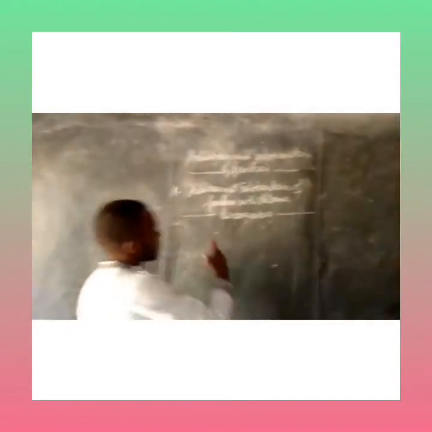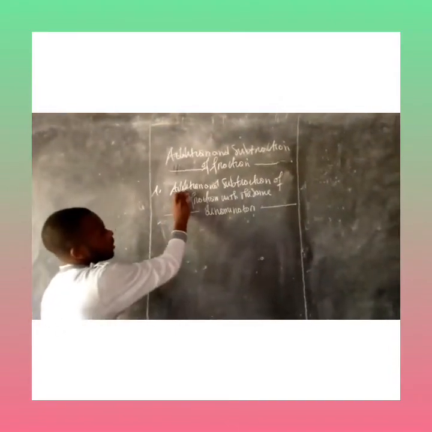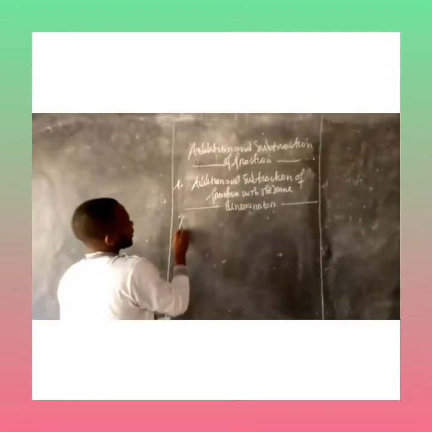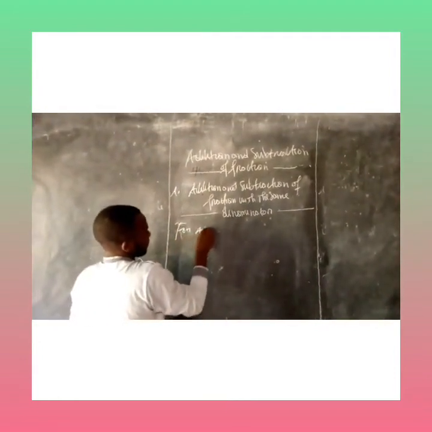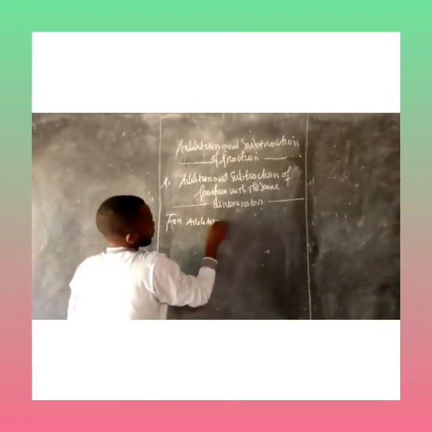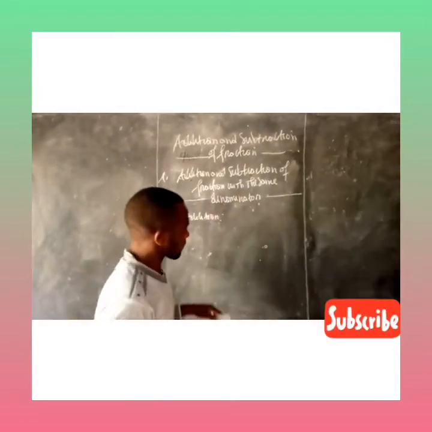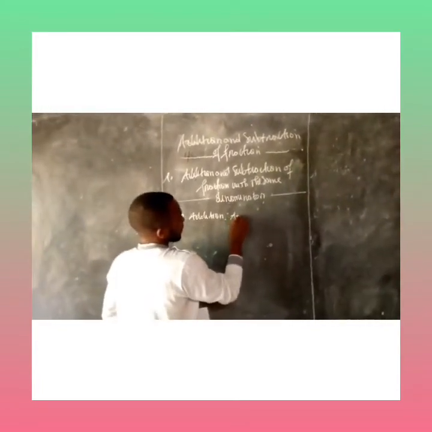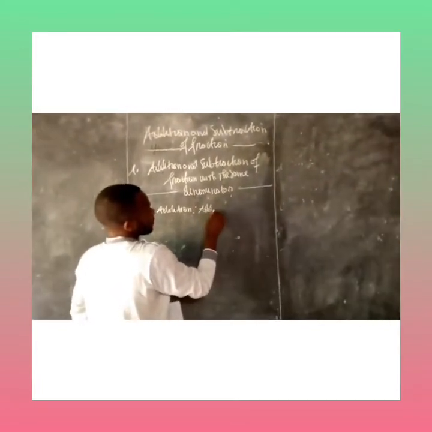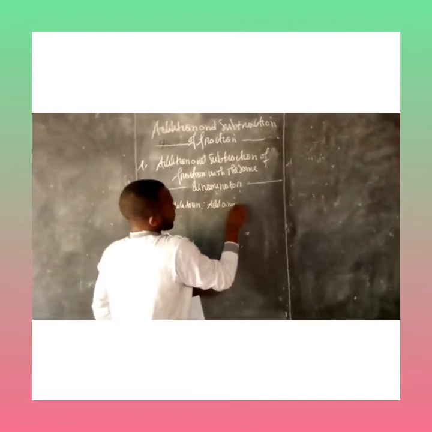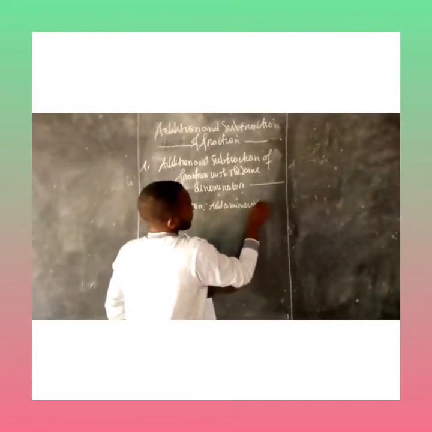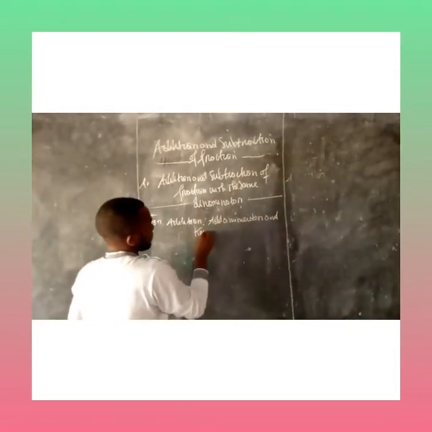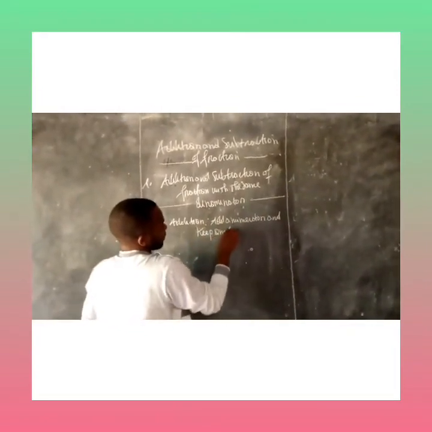So let us take an example about the addition and the subtraction with the same denominator. First of all, for addition means that you have to add. Add the numerators and keep one denominator.